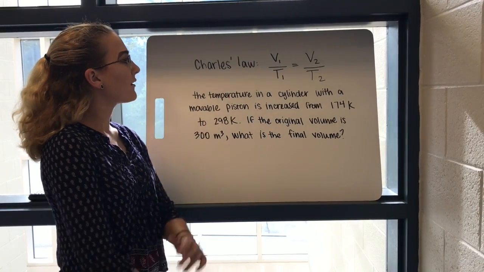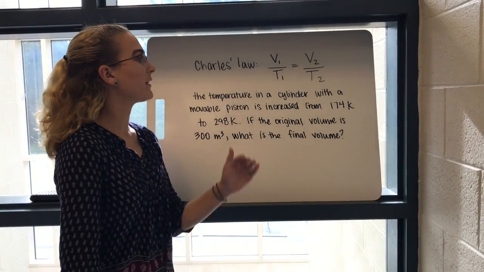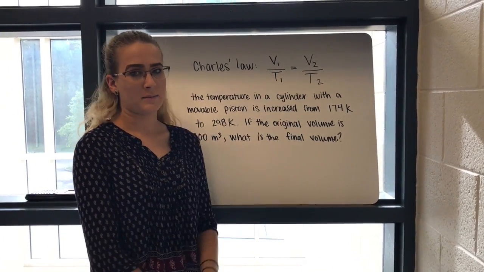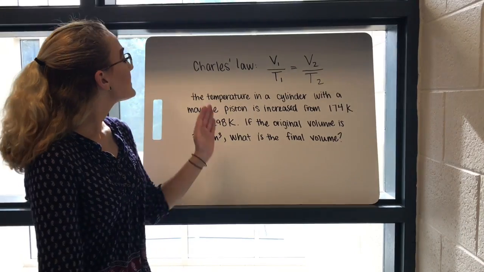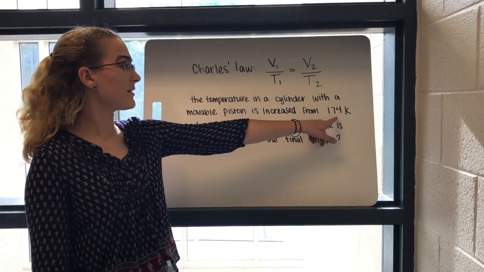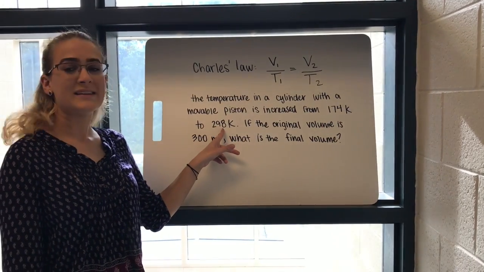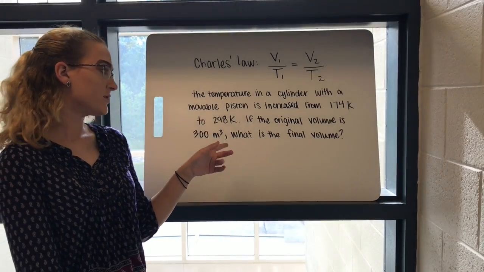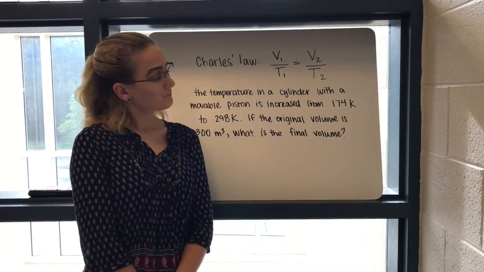For Charles' law, we have the volume initial divided by the temperature initial equals the volume final divided by the temperature final. So the temperature in a cylinder with a movable piston is increased from 174 Kelvin to 298 Kelvin. If the original volume is 300 meters cubed, what is the final volume?